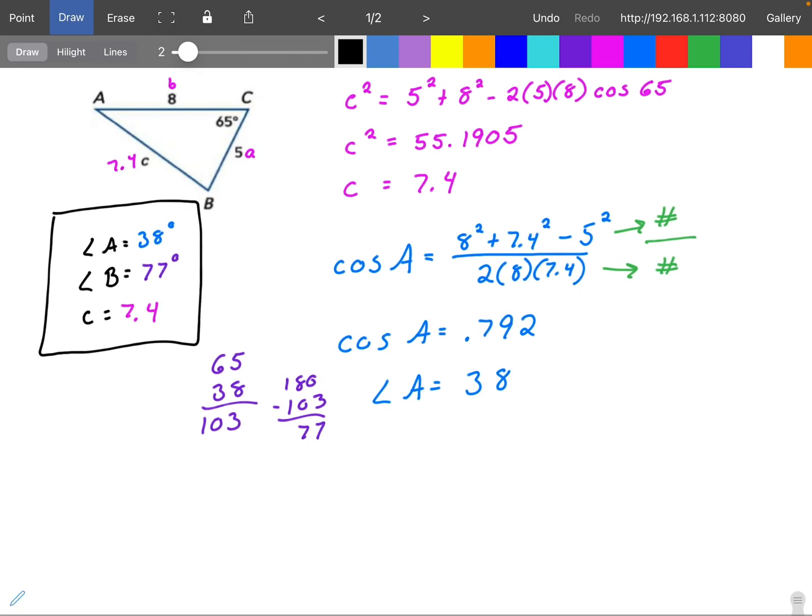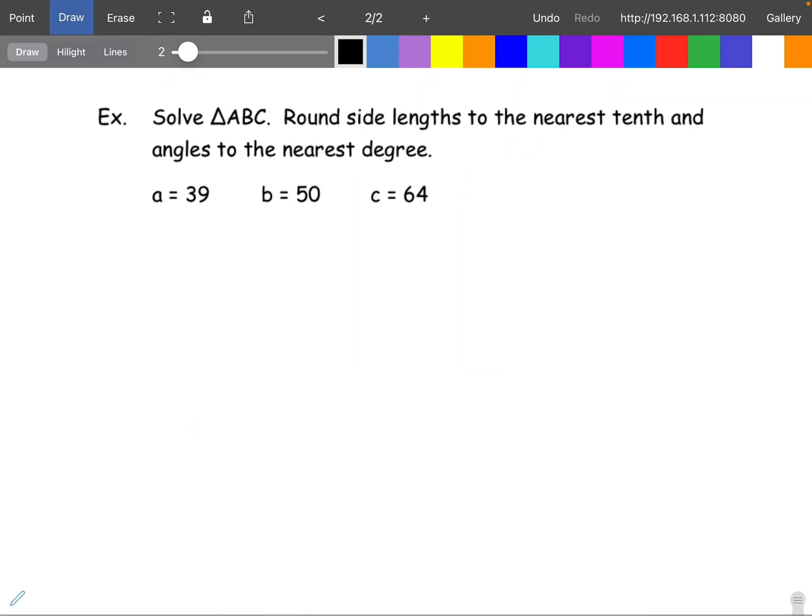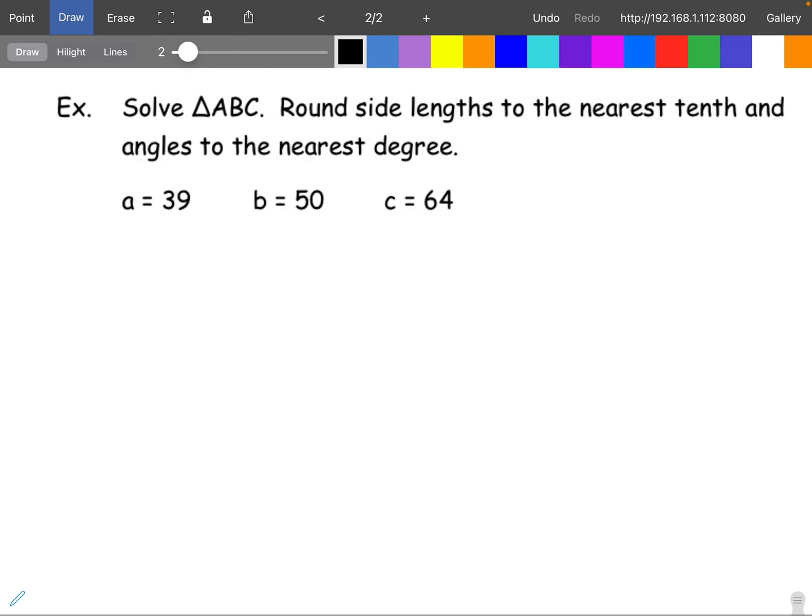All right, let's take a look at another one. We're still solving triangle ABC, rounding side lengths to the nearest tenth and angles to the nearest degree, but this time they have given us all sides and no angles. But that's okay. Law of cosines, I have to have all the sides to find angles anyway. So law of cosines is set up perfectly for this. Since I don't know any of the angles, let's just start with angle A.